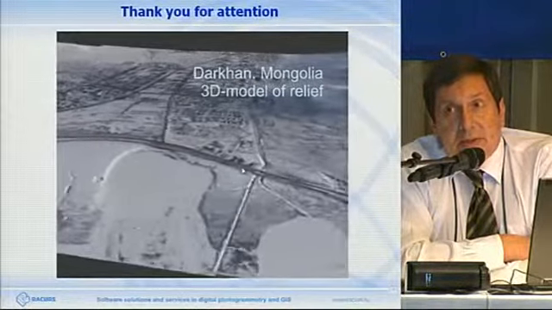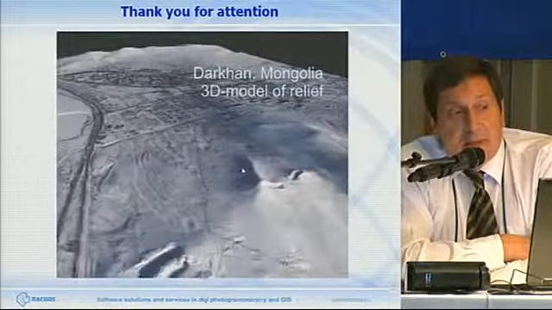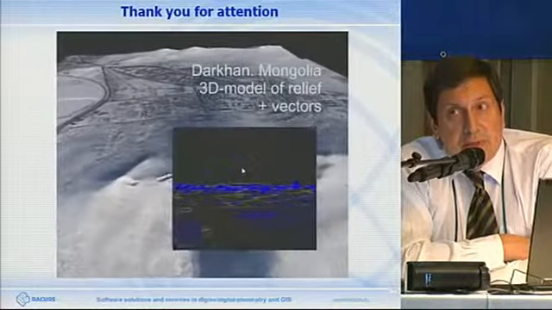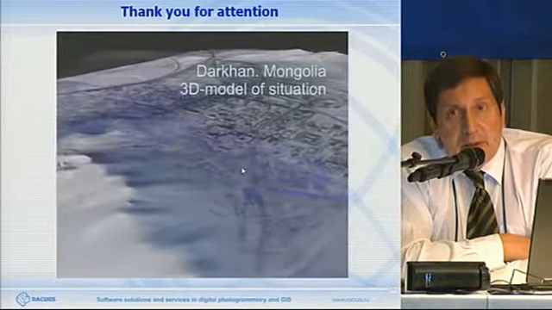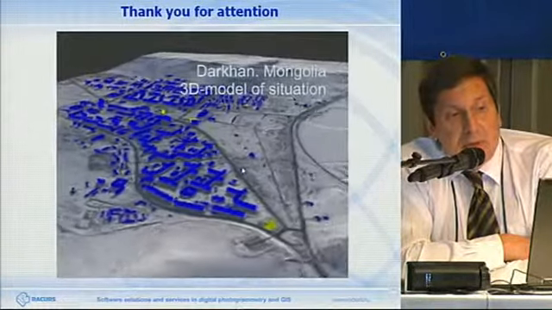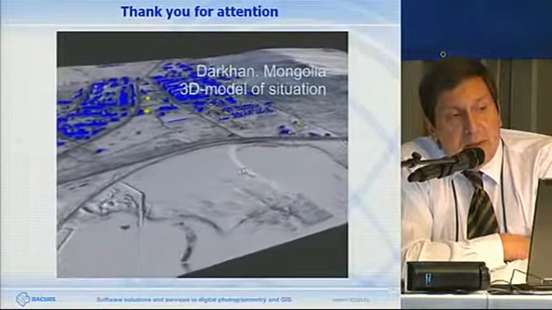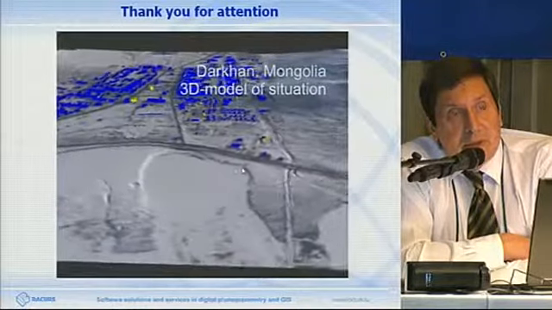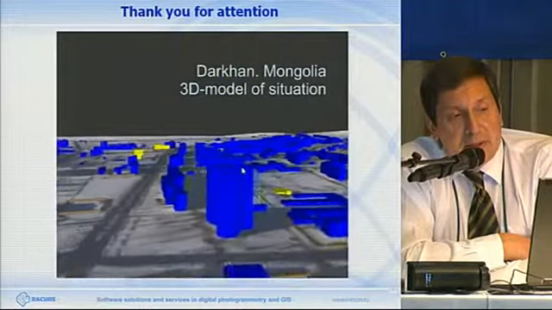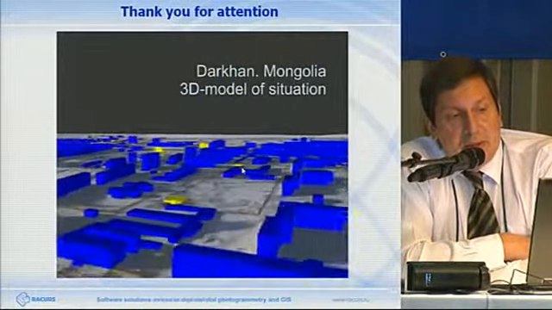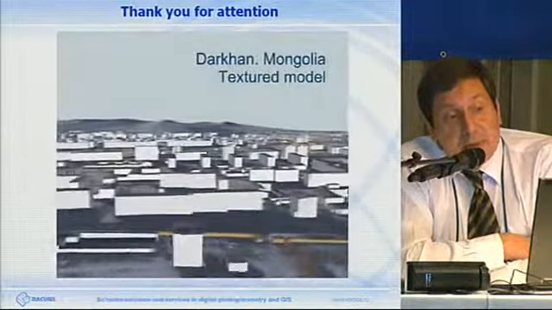And you can ask all your questions during the master class, or talk to me privately. This is another example of a DSM that has been filtered later. This one is for Darhan in Mongolia, upon which some textures were pulled automatically, semi-automatically. And this is a sequence of actions involved in 3D modeling using Pleiades images. Thank you for your attention.